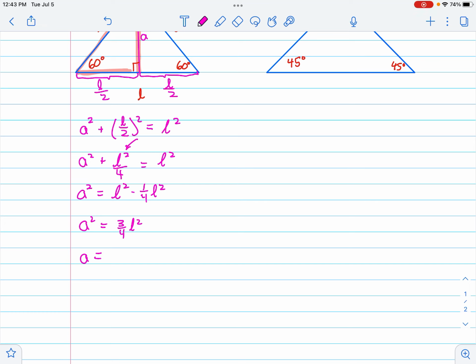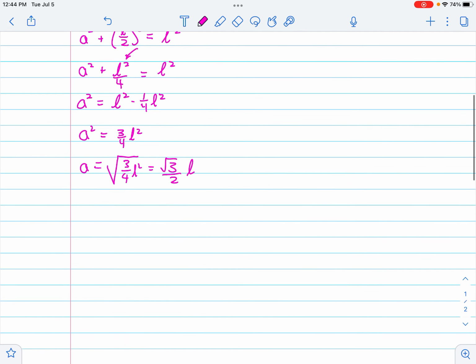So the altitude is the square root of 3 over 4 L squared. The square root of 3 is just square root of 3. The square root of 4 is 2. And the square root of L squared is L, since we know for sure L is just a positive number. Otherwise, the square root of L squared would be the absolute value of L, but we know L is a length.